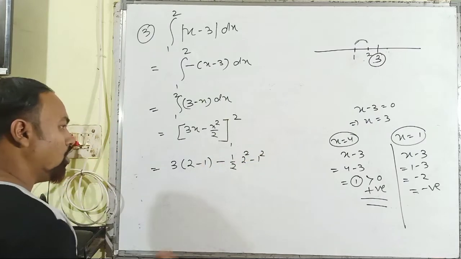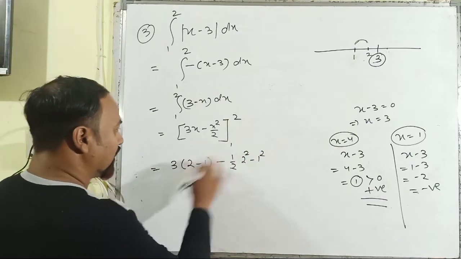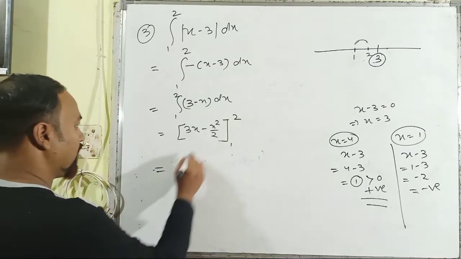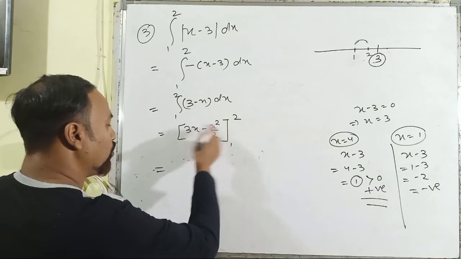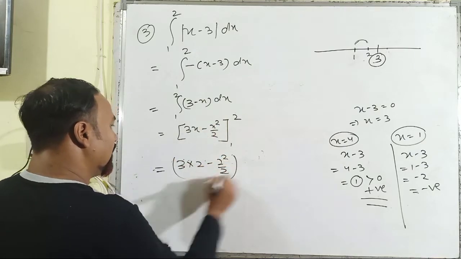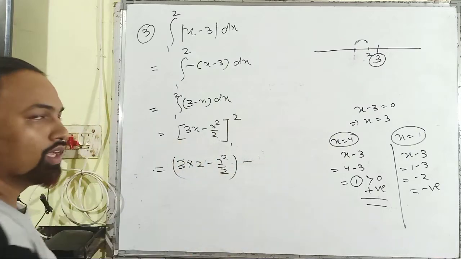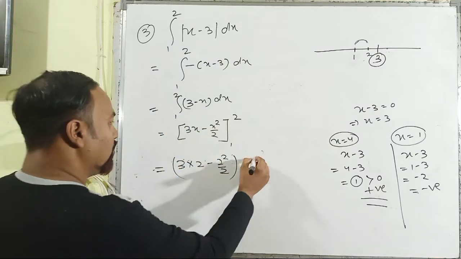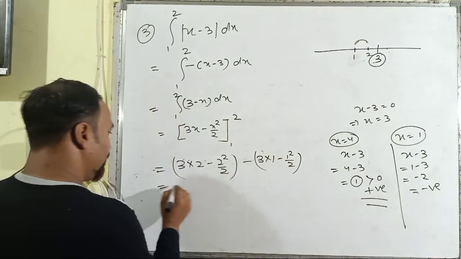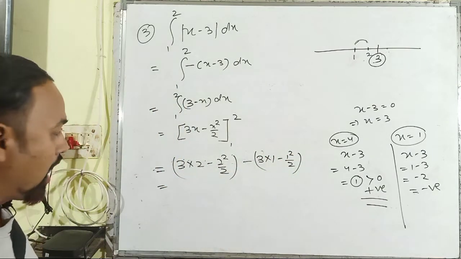Here you can solve it, or you can solve it by another method. Okay, another method is there also. You can also solve it by putting the upper limit in both of the terms here: 3 into 2 minus 2 square by 2. Then we can put the lower limit in both of the values. Then it will be 3 into 1 minus 1 square divided by 2. Both of the methods you can approach.